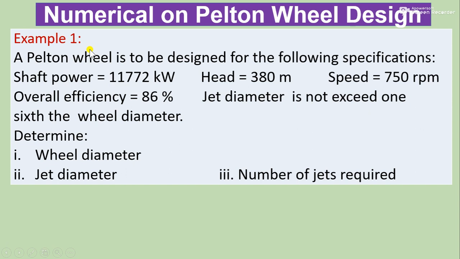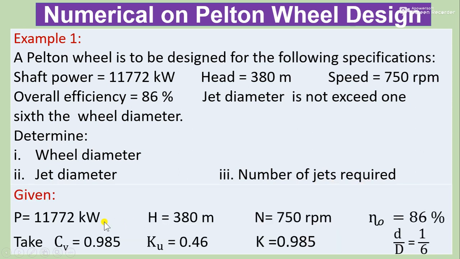Let us see numerical on Pelton wheel design. First numerical, in which a Pelton wheel is to be designed for the following specifications. So here shaft power, head, speed, overall efficiency are given, and jet diameter is not exceed 1/6 the wheel diameter. The statement is given. So we have to determine wheel diameter, jet diameter and number of jets. Let us enlist the given values: power, head, speed, overall efficiency.